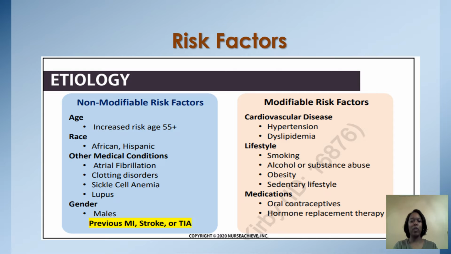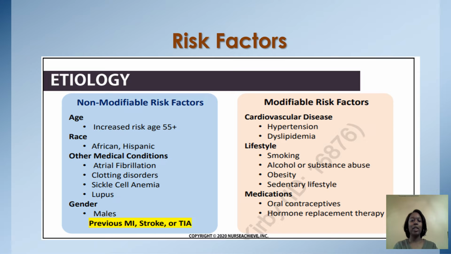Let's discuss risk factors. There are risk factors that can be modified and there are risk factors that are not able to be modified. So let's talk about the non-modifiable risk factors. Age plays a factor. If you are 55 or above, you are at higher risk for a stroke. Race plays a factor. Minorities, especially African Americans, Hispanics, and Native Americans are also at higher risk for a CVA.